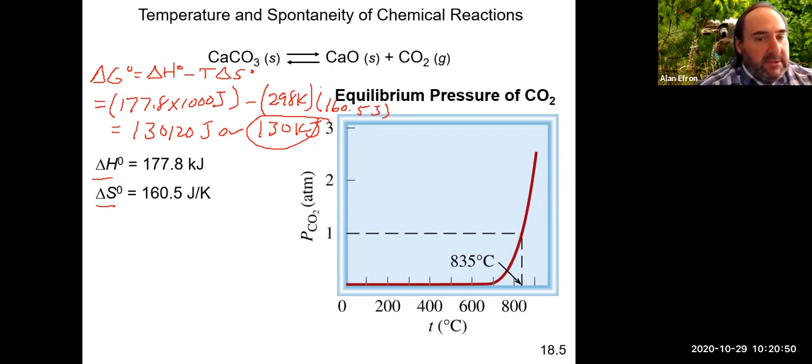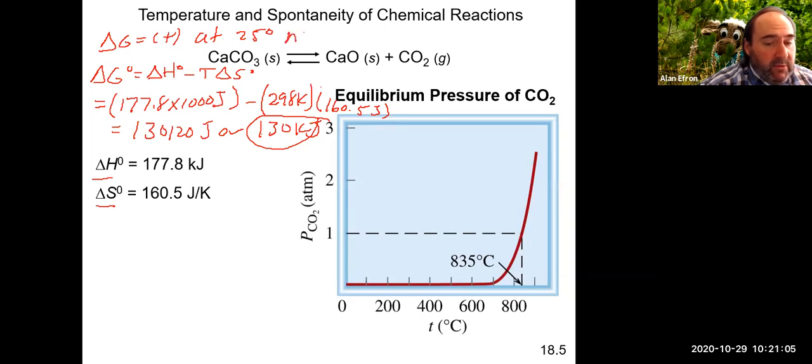First off, any questions on that calculation? What that calculation should tell us is that here we have a delta G that is positive, which means at 25 degrees Celsius, this reaction would be non-spontaneous.